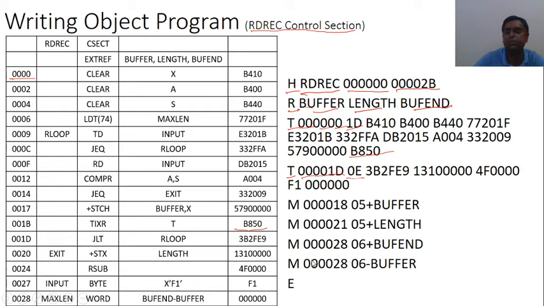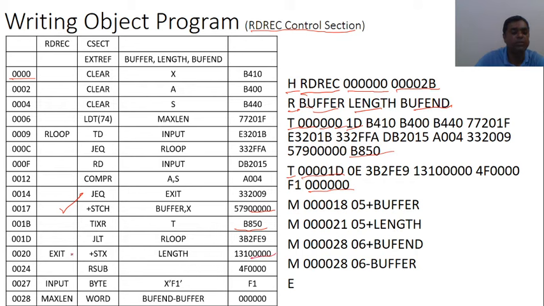This one, 000000. Now just think about the modification record, where the modification is required in this control section. You can see the first modification is required here, because I have just filled the value of buffer as 0, because buffer was in the EXTREF section. So the first modification record is required here, and then length. I have just used length here, and length is defined in EXTREF. That means I am referring to it, and I don't know the value of length here.